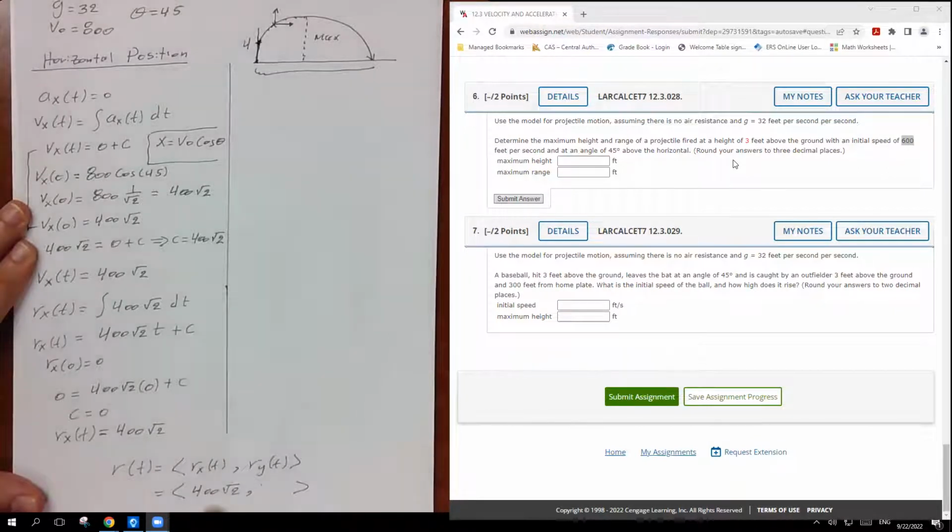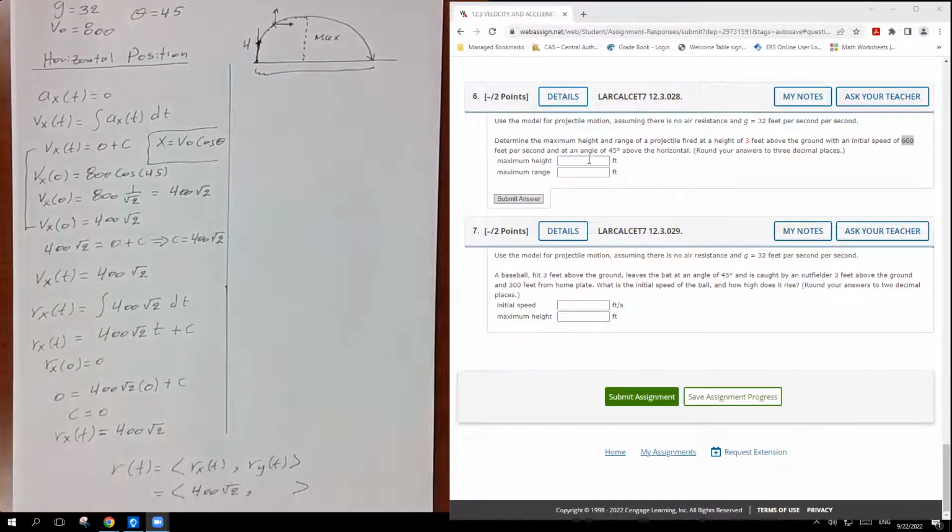Now I need to find the second one. I haven't started on the problem itself yet, because our problem is to find the height. I didn't find the height until now. I didn't find the range. I just need to find the position vector.